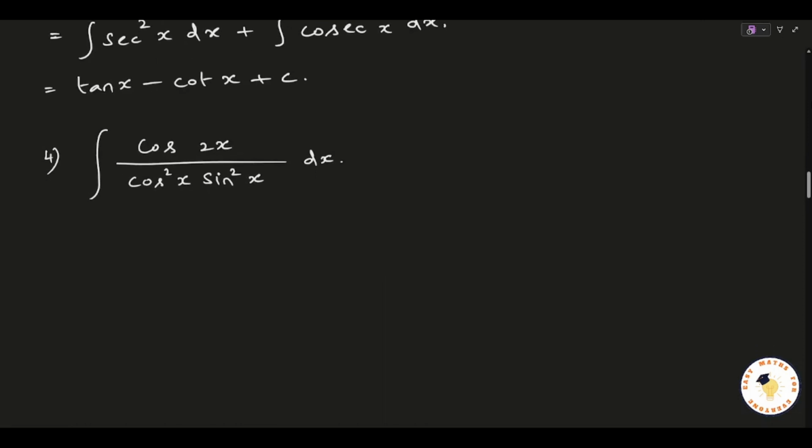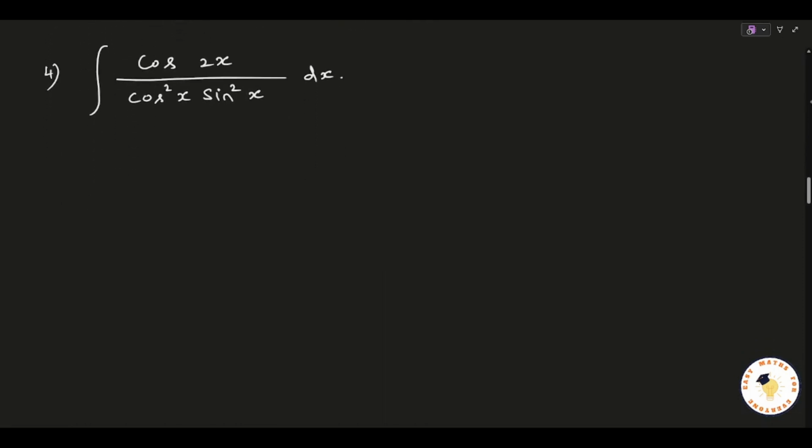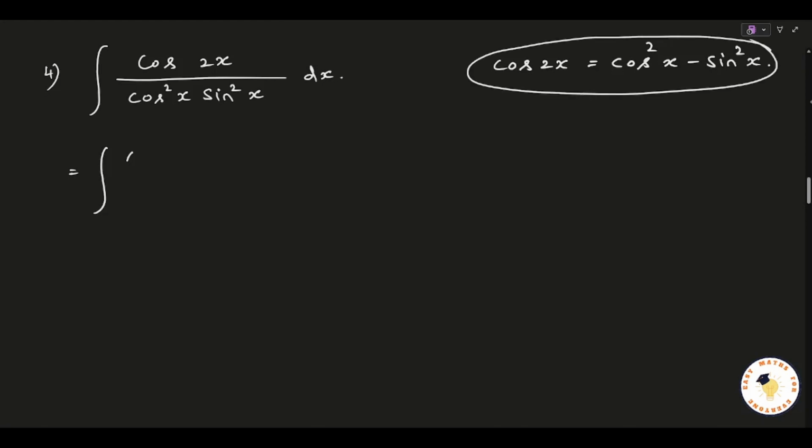Let us solve this sum. Integral cos 2x by cos square x into sin square x dx. Here also we are going to use the identity for cos 2x. We know that cos 2x equal to cos square x minus sin square x, isn't it? So we can write the numerator using this value of cos 2x, like cos square x minus sin square x divided by cos square x into sin square x dx.